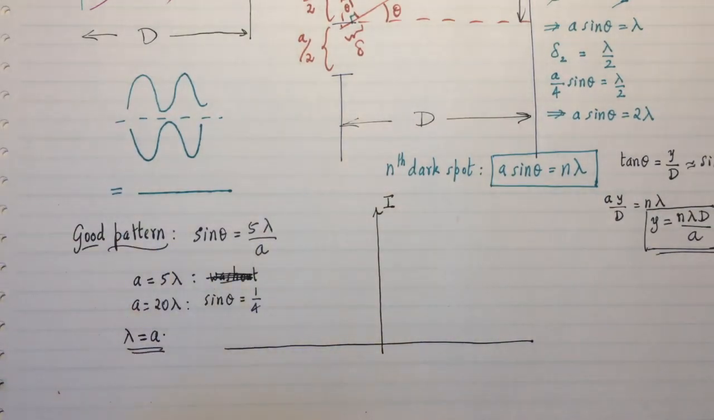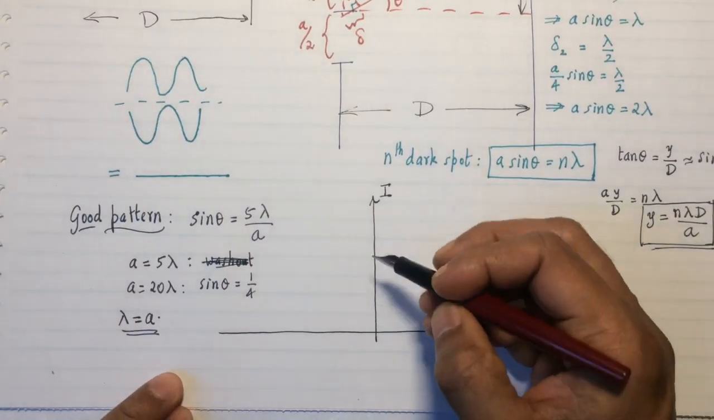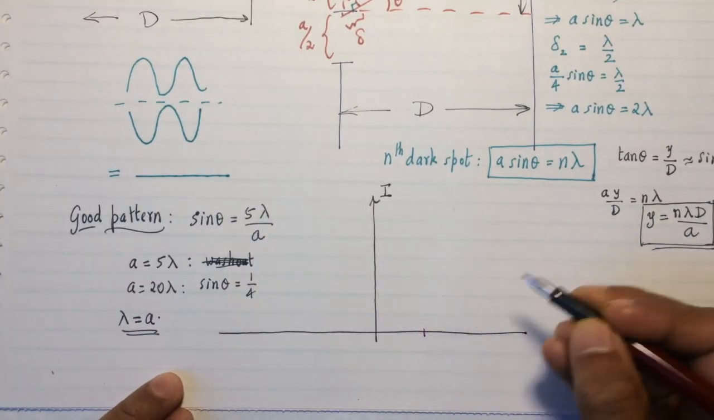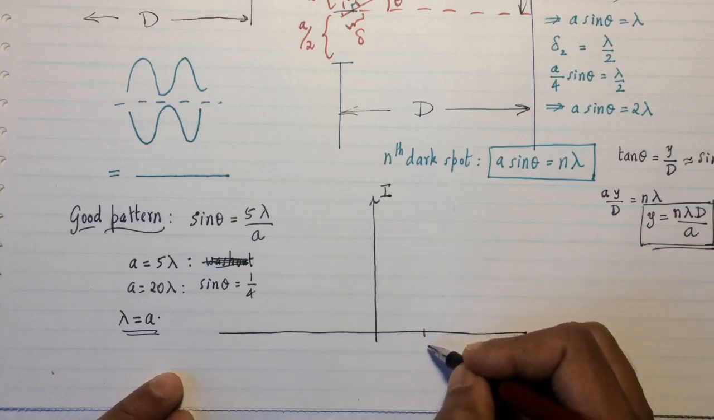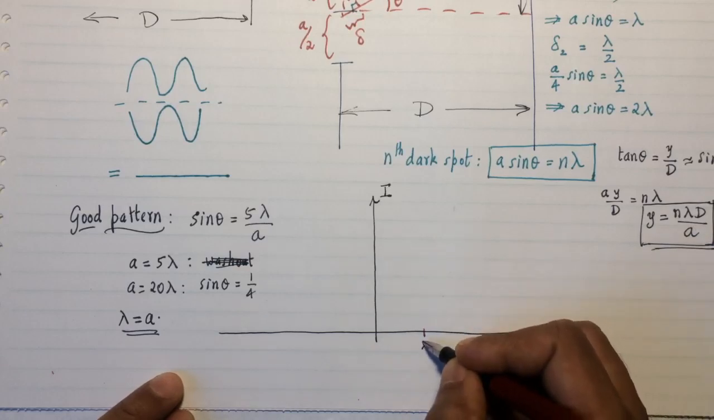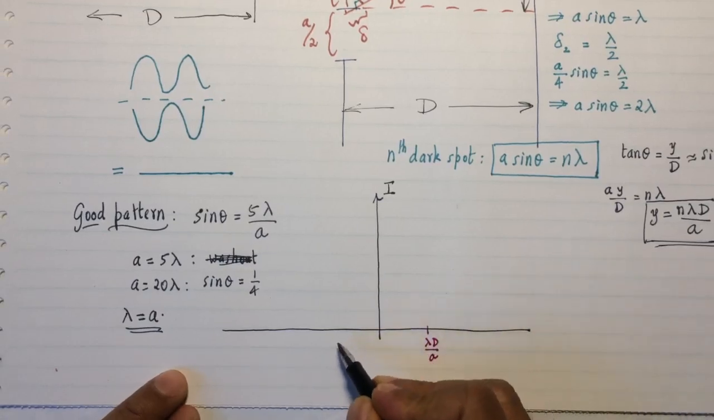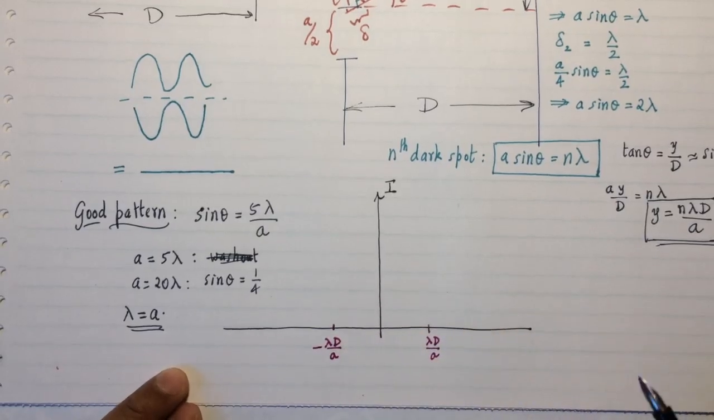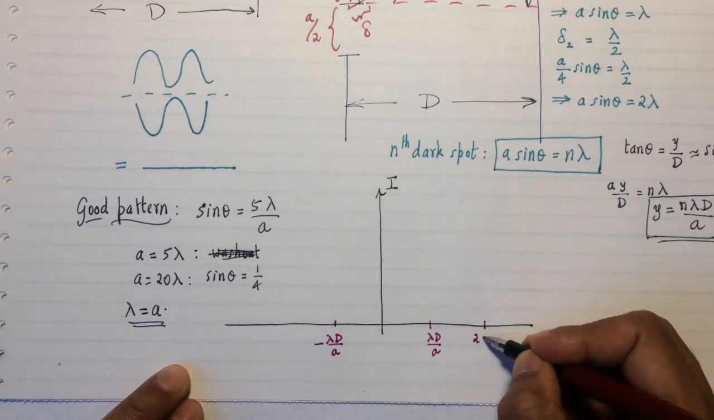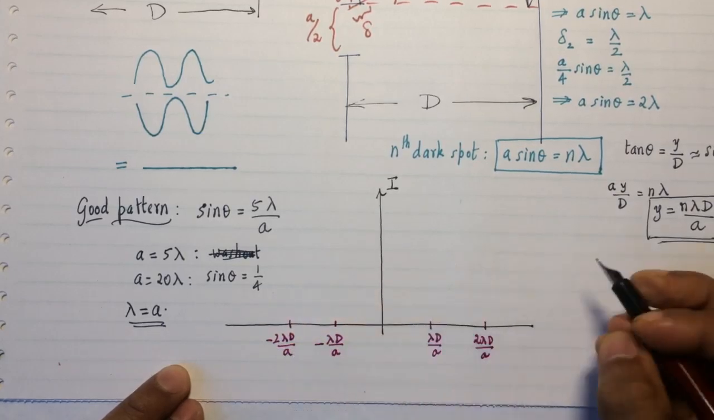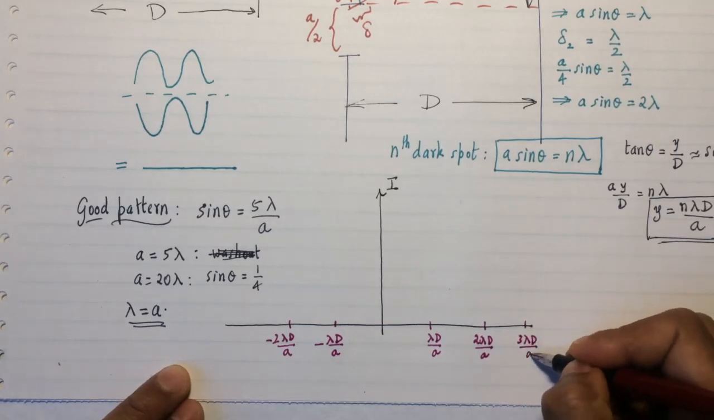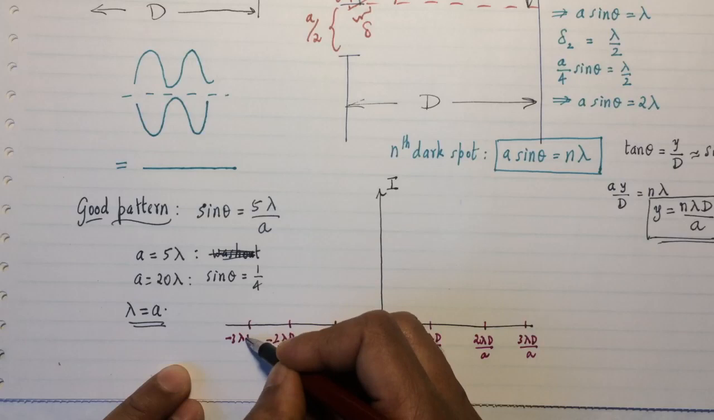So let's move on to discussing the shape of this pattern. Since we know that due to small angles, these are going to occur at regular intervals. So lambda d over a would be the first place where it would disappear, and it would be disappearing on the other side of the central maximum also, so I'll put a negative on that side. And here it's going to be 2 lambda d over a, minus 2 lambda d over a, 3 lambda d over a, minus 3 lambda d over a, and so on.